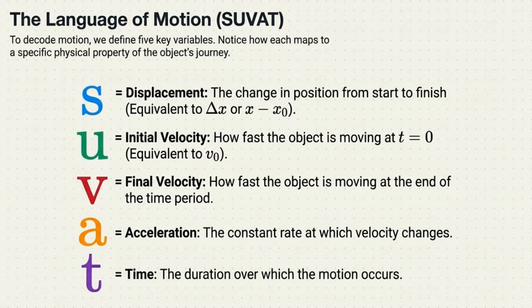Now, let's look at the key variables we use to describe motion, often called SUVAT. Each letter stands for an important part of an object's journey. S is displacement, which is simply how far the object moves from its starting point to its end point. U is the initial velocity, or how fast the object is moving right at the start. V is the final velocity, or how fast it's moving at the end of the time period we're considering. A stands for acceleration, which is the rate at which the object's velocity changes over time. And finally, T is time, which tells us how long the motion takes place. By understanding these 5 variables, we can capture the complete picture of an object's motion.